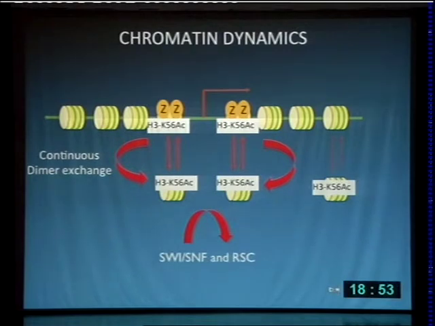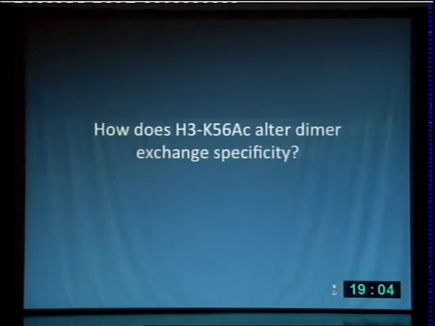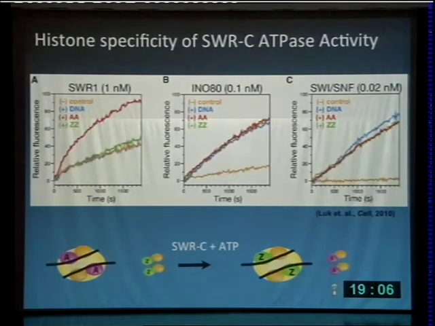Now, the last couple of minutes, what I want to do is address the question, why does K56 acetylation impact the specificity of dimer exchange? Okay, so why does that affect that? And basically it comes down to looking at the ATPase activity of SWR1. Remember, the amount of ATPase activity of these enzymes directly correlates with how much DNA they translocate.